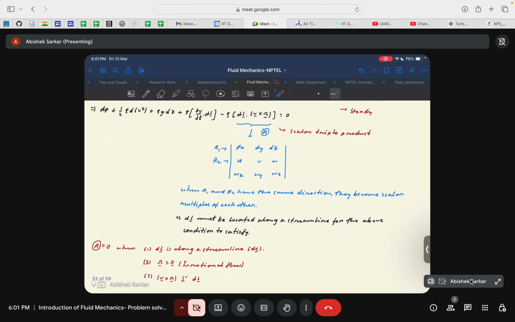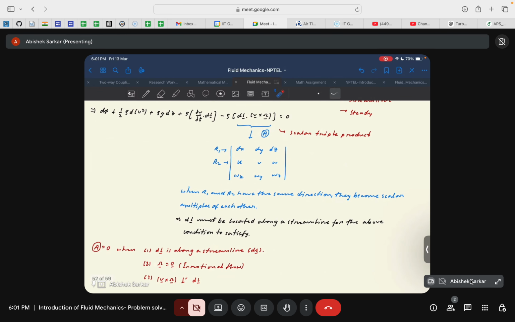Now what you will see is that this term will become zero under two conditions.